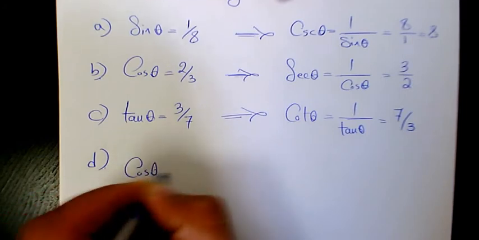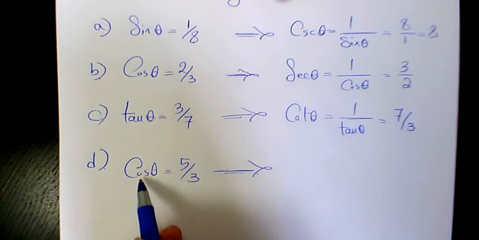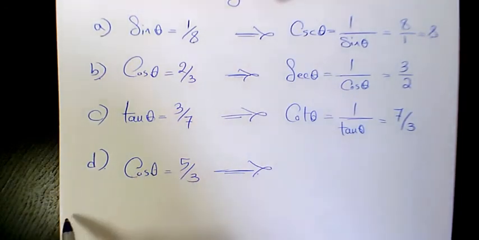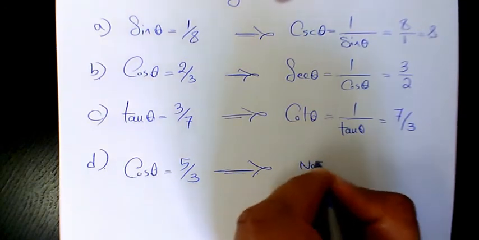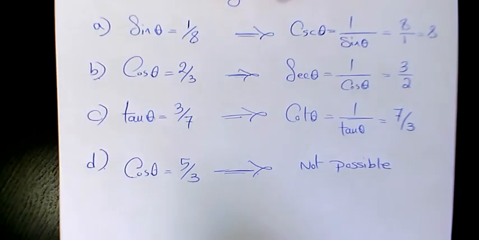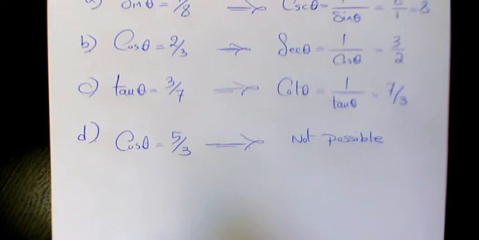Cosine is 5 over 3. The thing is, there is no cosine greater than 1 or less than -1. So that's not possible. All sine functions and cosine functions are between -1 and 1, including both of these numbers. So it cannot be more than 1 or less than -1.